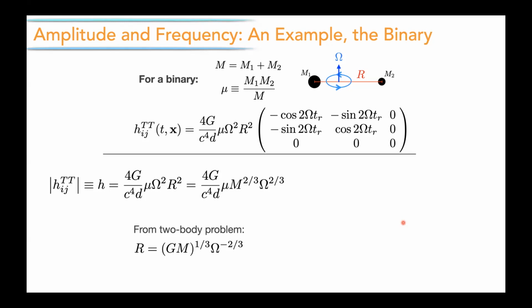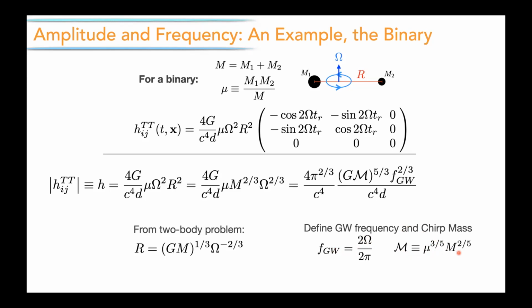And I'm going to do one more thing. I'm going to again define the gravitational wave frequency in terms of the binary orbital frequency. And I'm going to define this script M called the chirp mass, which you might have heard of. It's this strange combination of the reduced mass and the total mass of the binary. When you plug those in, this simplifies nicely. I actually have another c to the fourth here, you can forget that. But what it does give you is that it scales with the chirp mass to the 5/3 and the gravitational wave frequency to the 2/3 over the distance.